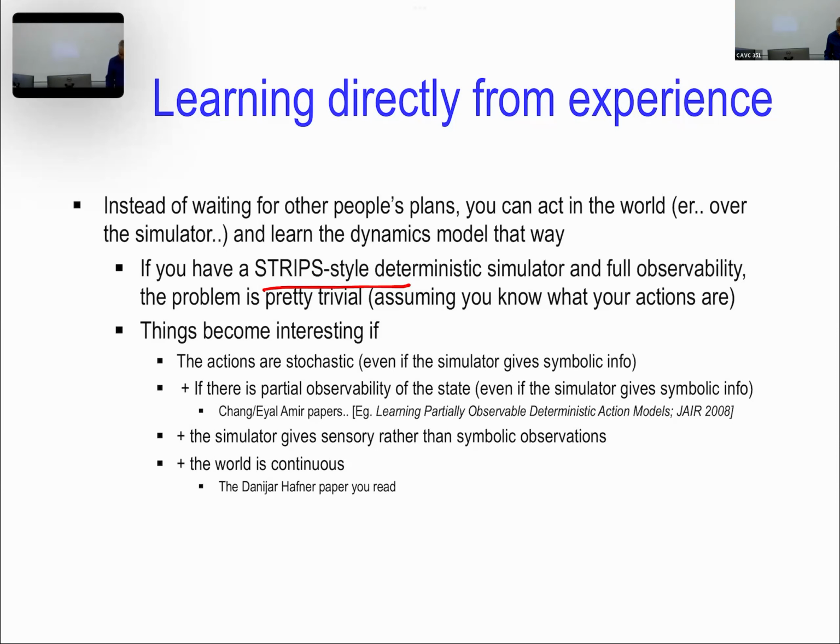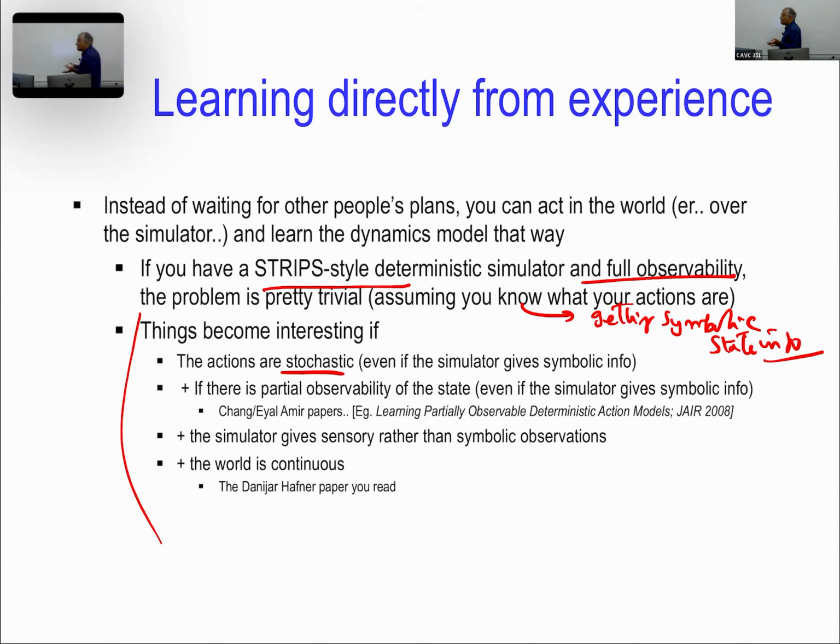But then things become harder when you are doing actions by yourself, for example, if the actions are stochastic. You're still fully observable, and the simulator still gives symbolic information. So notice what all I said: STRIPS-style deterministic simulator and full observability, and I also should say getting symbolic state information. This is not as far-fetched as it might sound, honestly. If you have a blocks world simulator, it can take state descriptions in features and give you state descriptions in features. That's what you would do if you wrote a blocks world simulator.